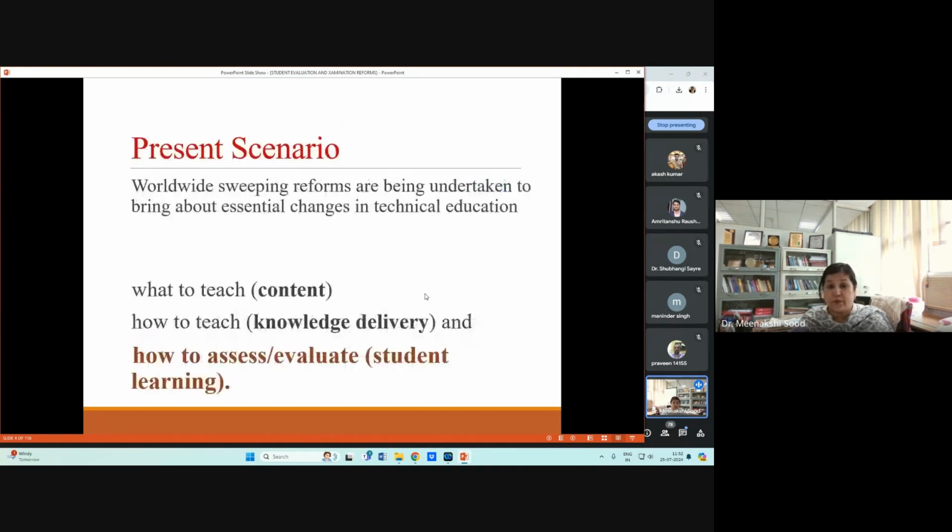Okay, so I would first like to have some input from you. We generally use the two terms assessment and evaluation. Can anybody tell me whether there is any difference, or whether they are the same words? What do you understand by assessment or evaluation? Are they the same terms, first of all?